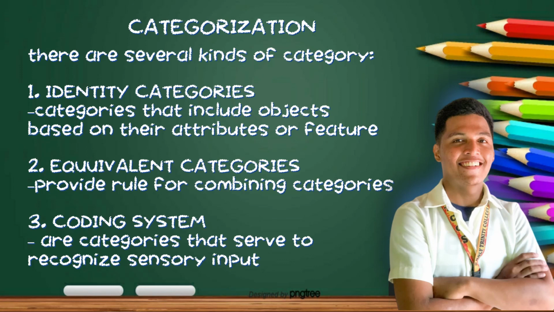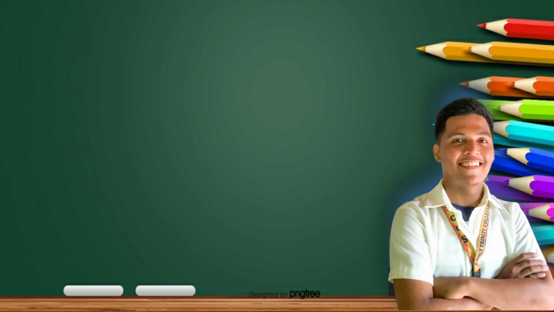There are several kinds of categories. The first one is identity categories. These categories include objects based on their attributes or features. The second one is equivalent categories. It provides the rules for combining categories. Equivalence can be determined by affective criteria, which render objects equivalent by emotional reactions, and functional criteria based on related functions.